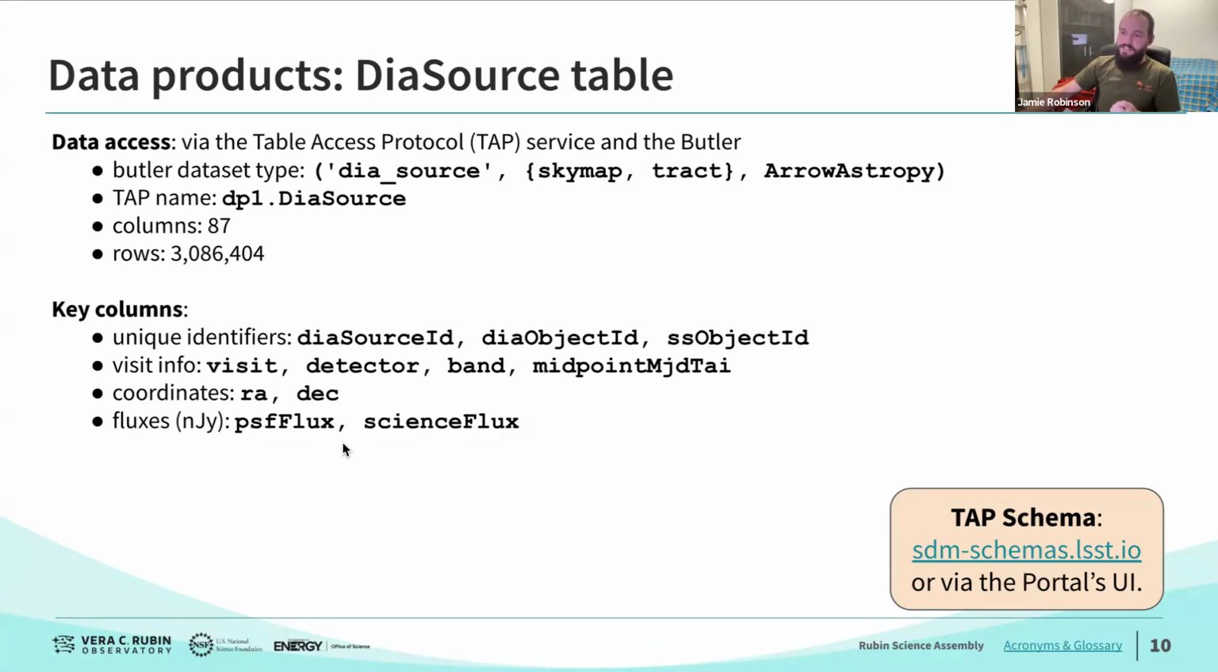And then, the brightnesses come in fluxes. The best ones to use for solar system science are PSF flux and science flux. And I should point out that you can access more details of these schema at SDM schemas, or the portal's user interface, which we'll look at later.